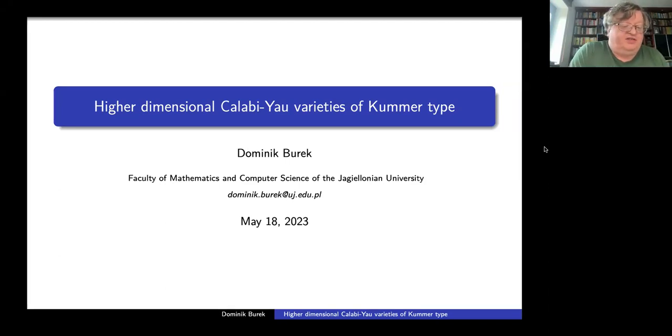The constructions produced by DOMINIK BUREK can be considered as a generalization of two important classes of Calabi-Yau manifolds, the so-called Borcea-Voisin Calabi-Yau threefolds and Kummer type Calabi-Yau manifolds. He will give details on the construction in his talk, so let me just mention that his construction was possible only because of the usage of very sophisticated technical tools, which include orbifold cohomology, stringy Euler numbers, McKay correspondence, to name the most important ones.